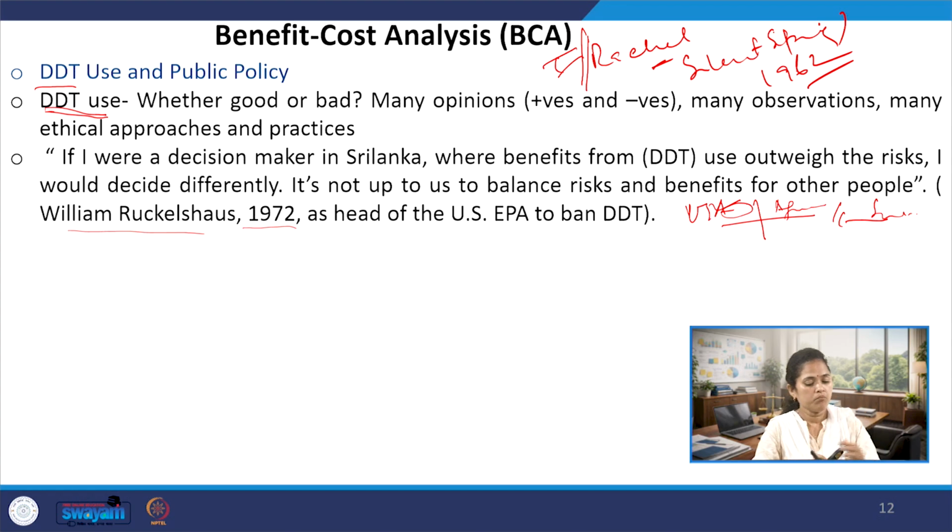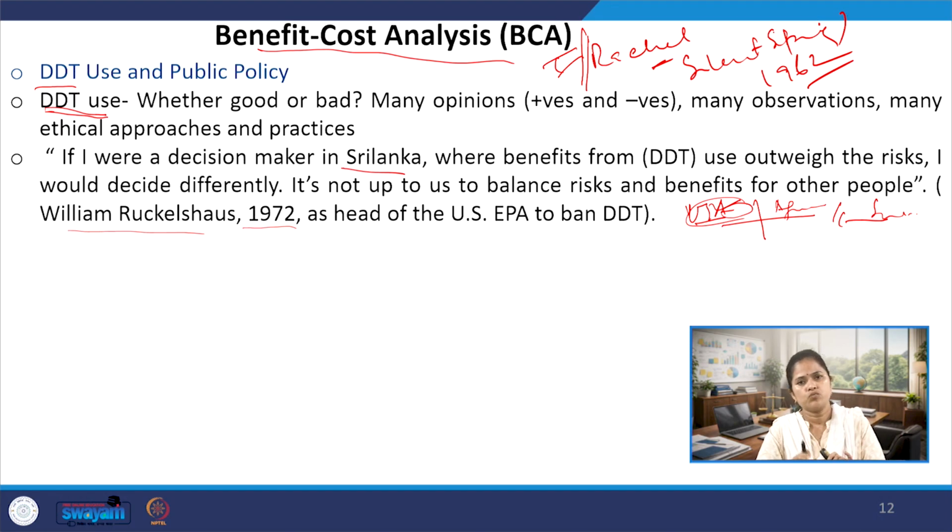So Mr. William opined that the decision about DDT use for the USA is something different from Sri Lanka. And the policymaker needs to take a stand on what the benefits and costs are, what the benefits and risks of using DDT are in a particular situation or region, right? Accordingly, this can be taken into account. That is the reason I am highlighting that for benefit cost analysis, we have to take into account different observations, different practices, and different ethical approaches as well.